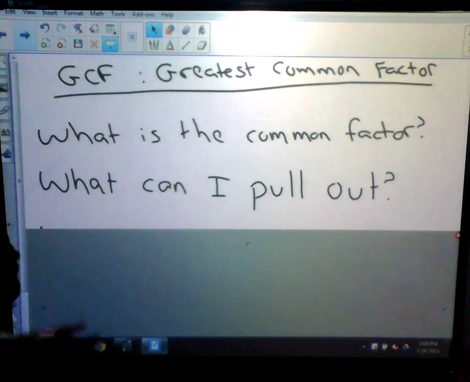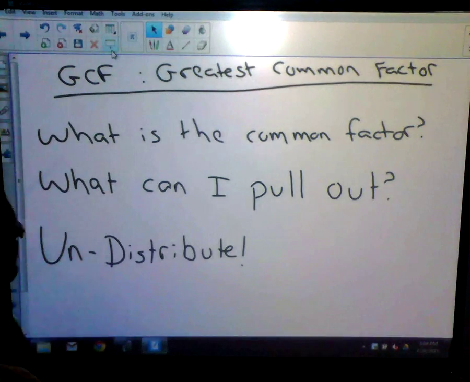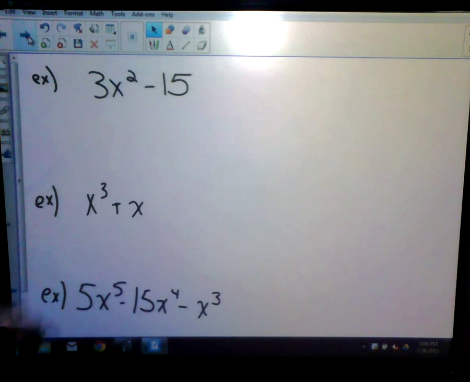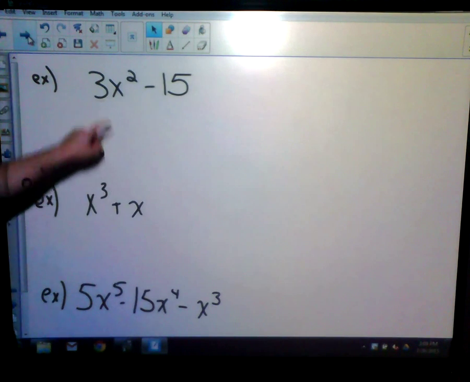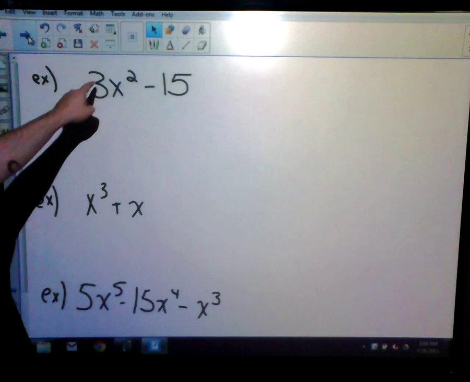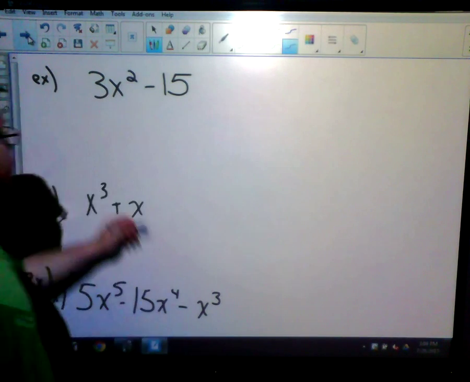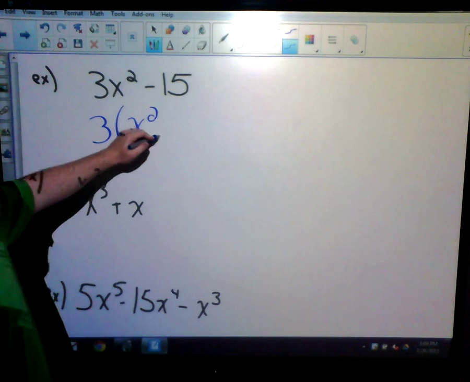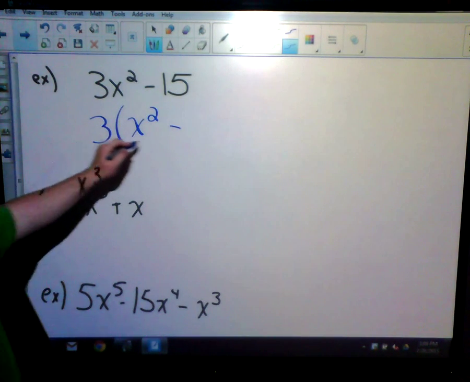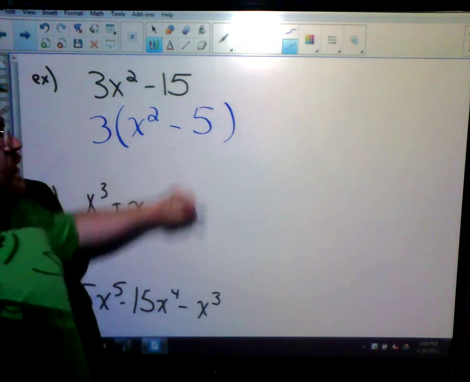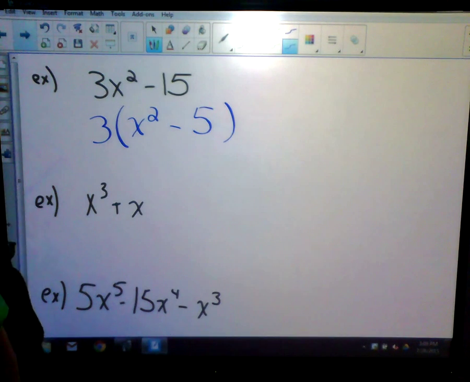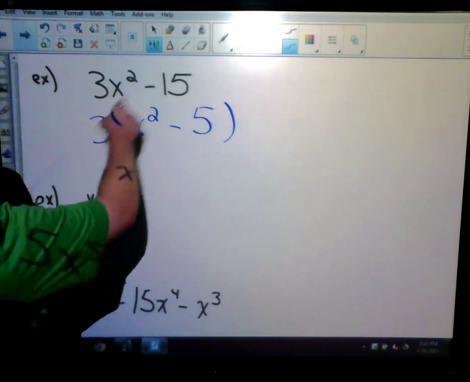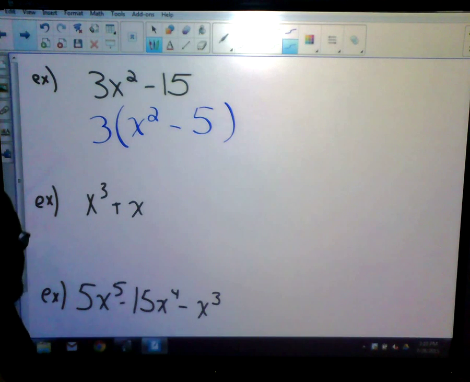What is the common factor, or what can I pull out? In other words, what can I undistribute? Let's take a look at this one. What do they both have in common? You can divide both of them by 3. If I pull the 3 out, that leaves me an x squared minus, if you divide a 3 out, you have a 5. How could I check myself to make sure I'm right? Distribute back in and make sure you get that.